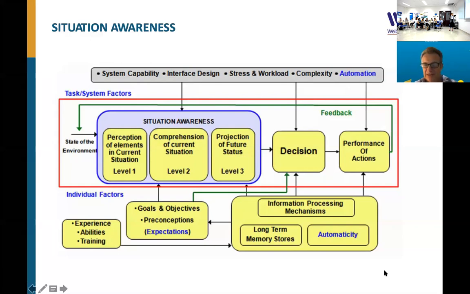Yes, correct. Okay. So you see the 3 levels of situation awareness I just described. So perception, comprehension, and projection of future status, and then it comes to decision making. Okay, so I can let you translate.